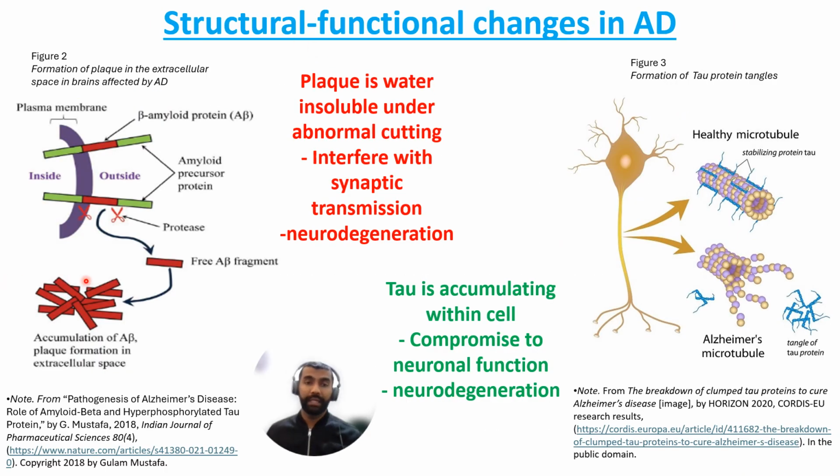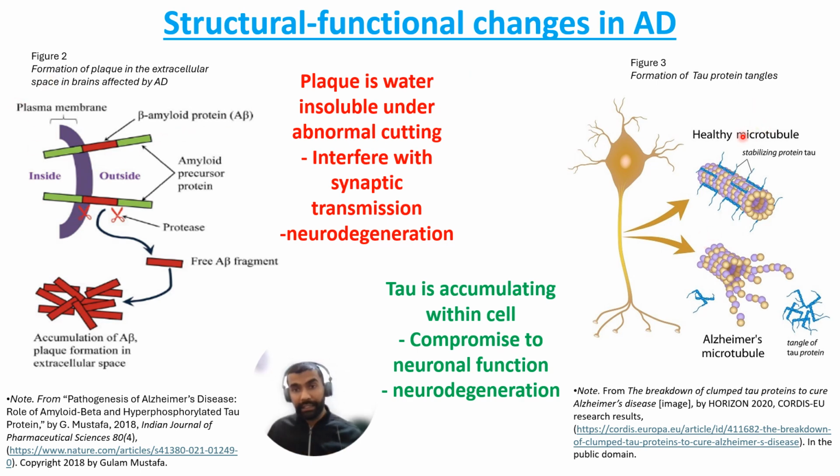We all have beta amyloid protein, but in Alzheimer's disease, what's happening is this protein over here is being cut from various places. As a result, they are free floating fragments. They accumulate together, which is called a plaque. This plaque is not soluble in water and interferes with the synaptic transmission. As a result, it leads to neurodegeneration.